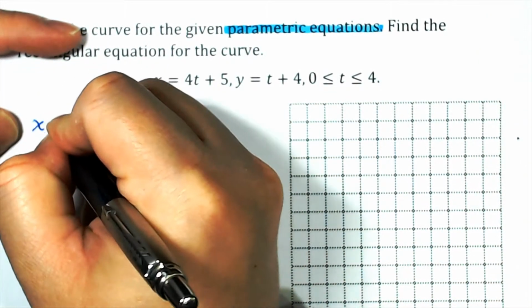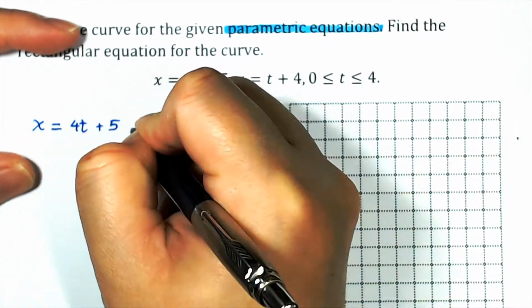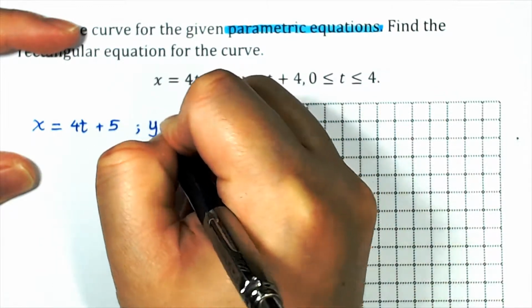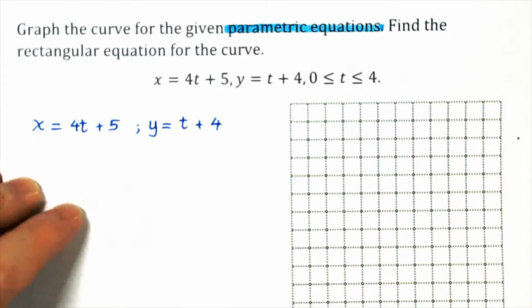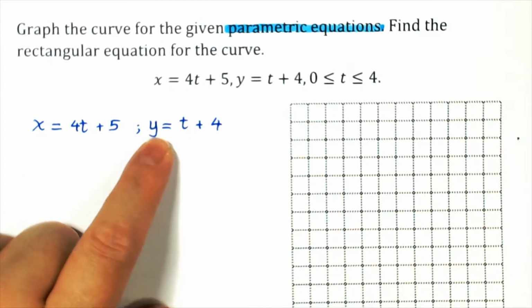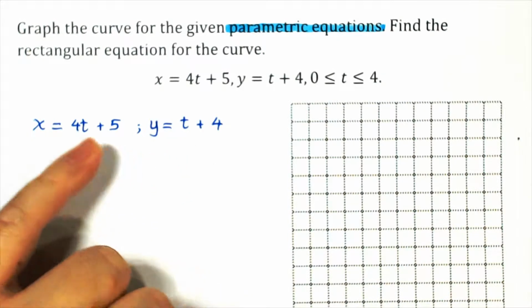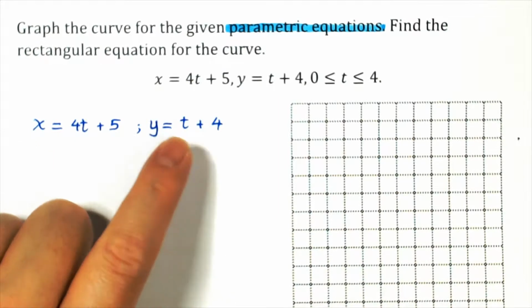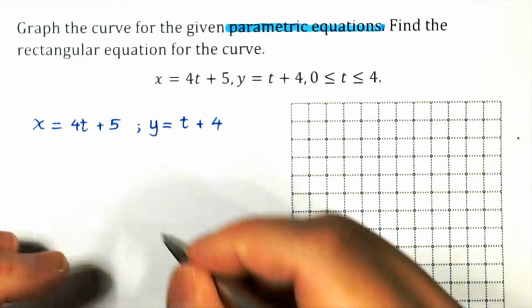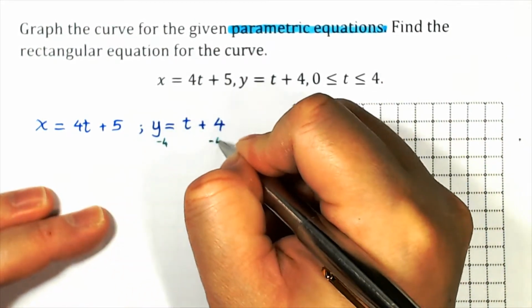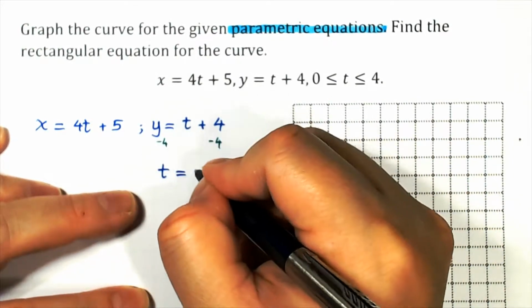So we have the equation x equal to 4t plus 5, and then y equal to t plus 4. When we look at these equations, solving for t in terms of y will be easier than solving for t in terms of x. So from here we just minus 4 on both sides, and we have t is equal to y minus 4.